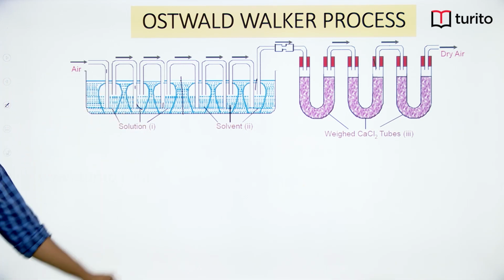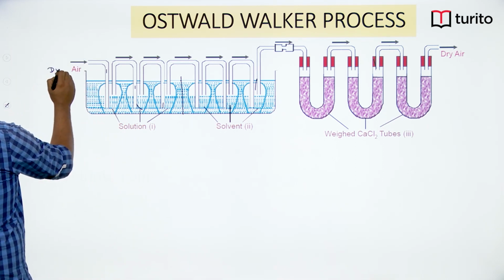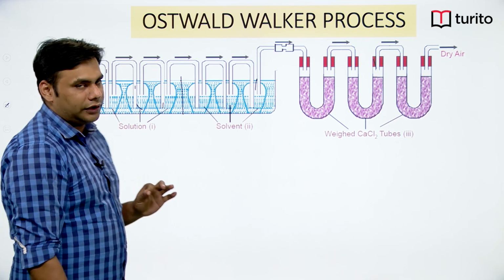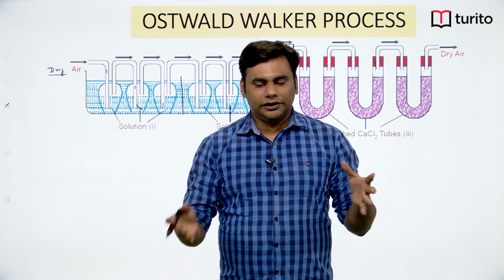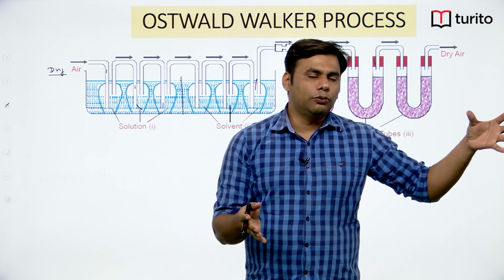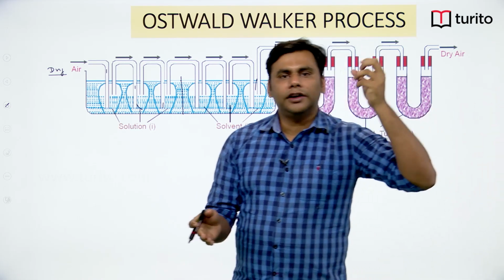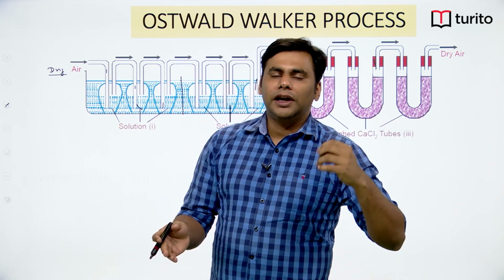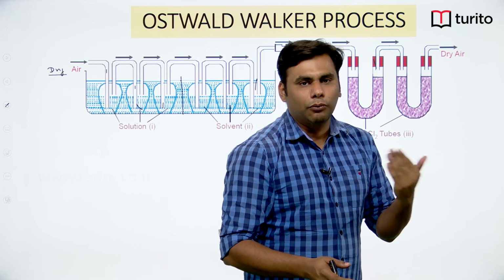So we have taken dry air over here, free of moisture. Now this is very obvious to everyone: when there is moisture and you blow dry air over it, the moisture will be absorbed into the dry air. So basically the dry air would become moist.